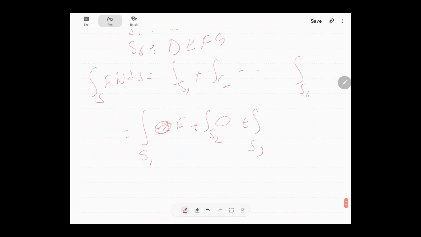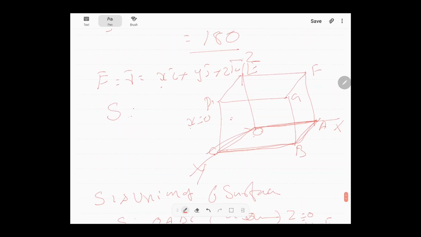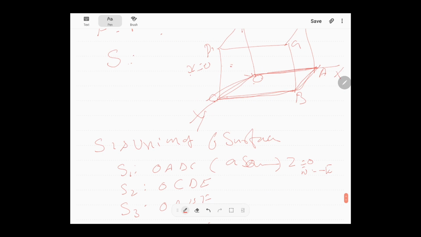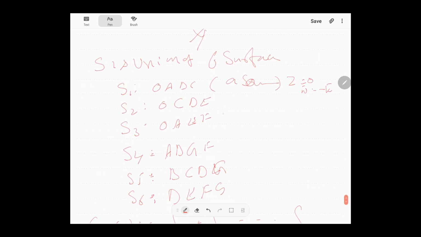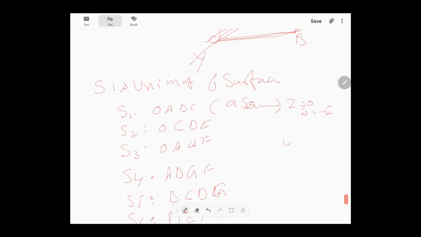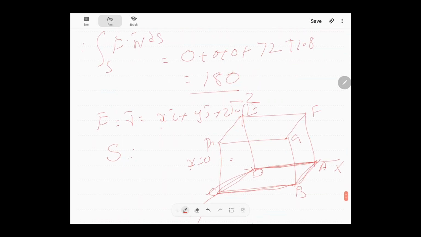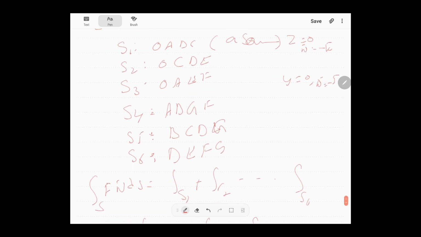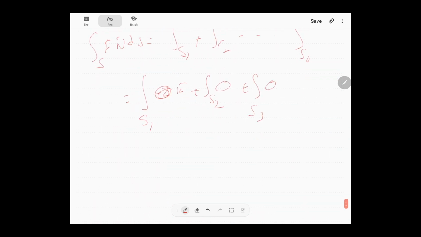Along S3, this is my S3, OAEF. So along OAEF, this is my XZ plane. For the XZ plane, y is 0 and my n bar is minus j bar. So y is 0, therefore S3 is also 0.